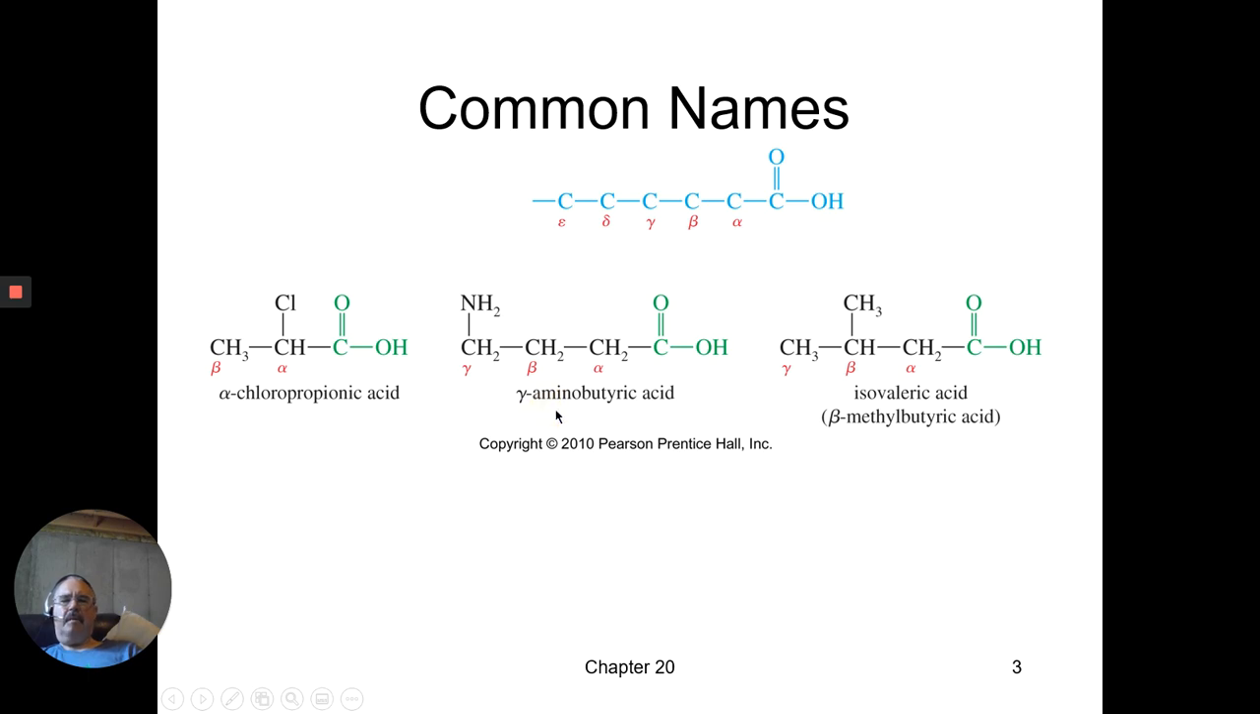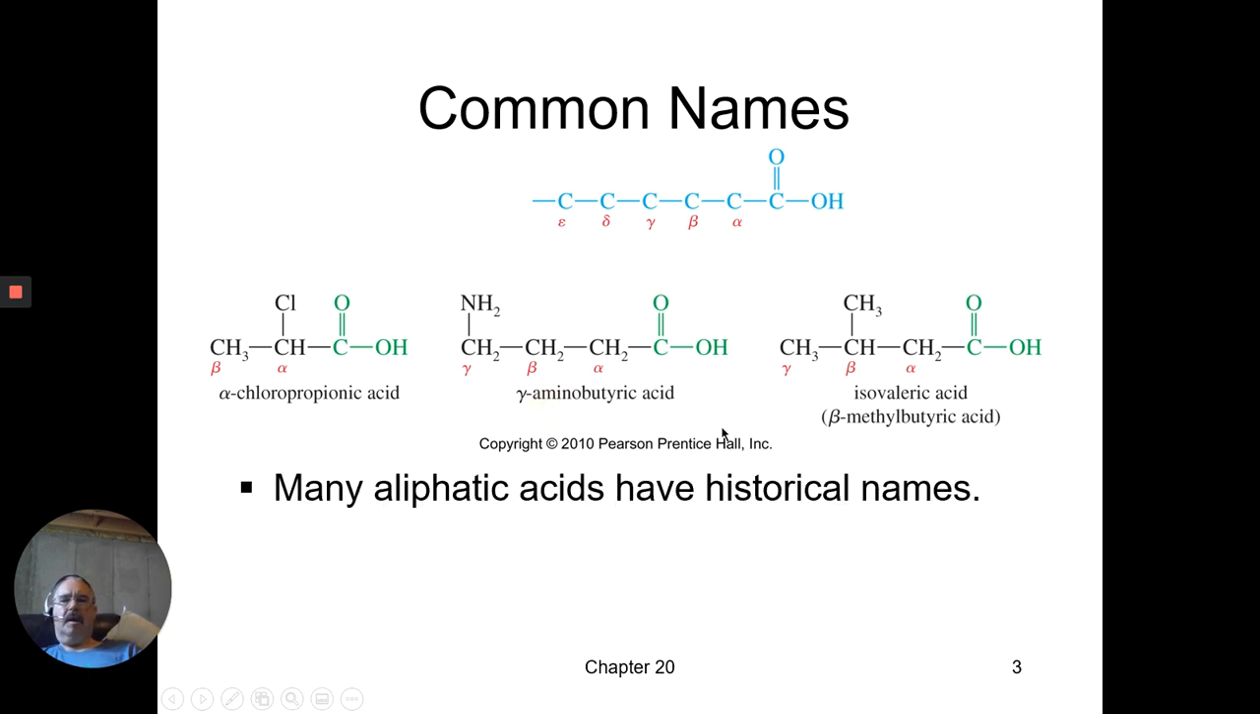This is gamma-aminobutyric acid, or GABA. It's a neurotransmitter. This is isovaleric acid. Okay, remember valeric acid, which is a straight 5-carbon chain. This is the branched chain.